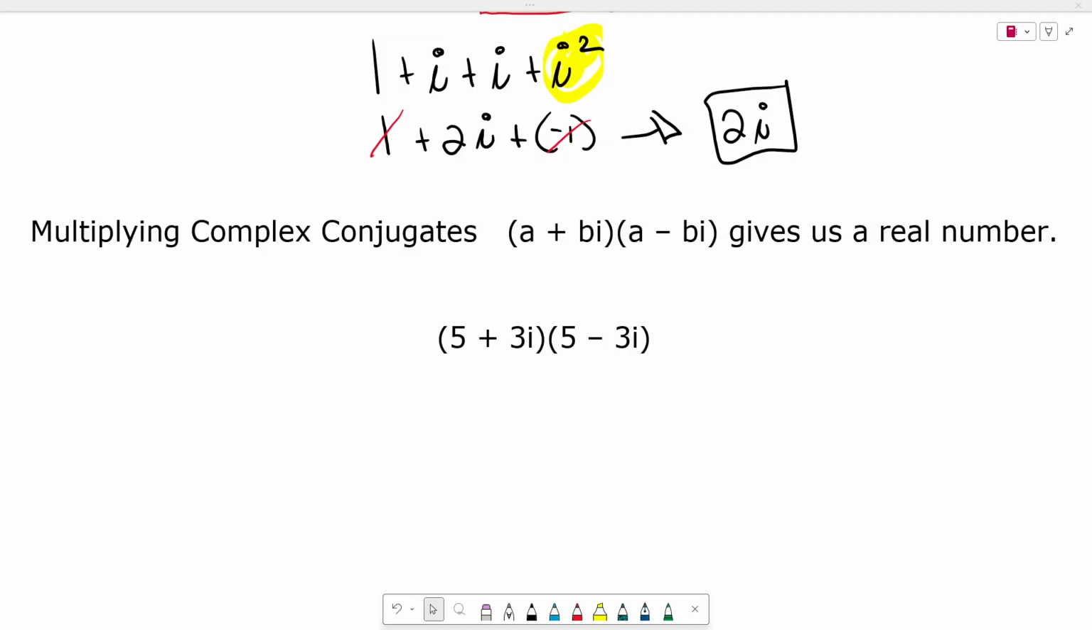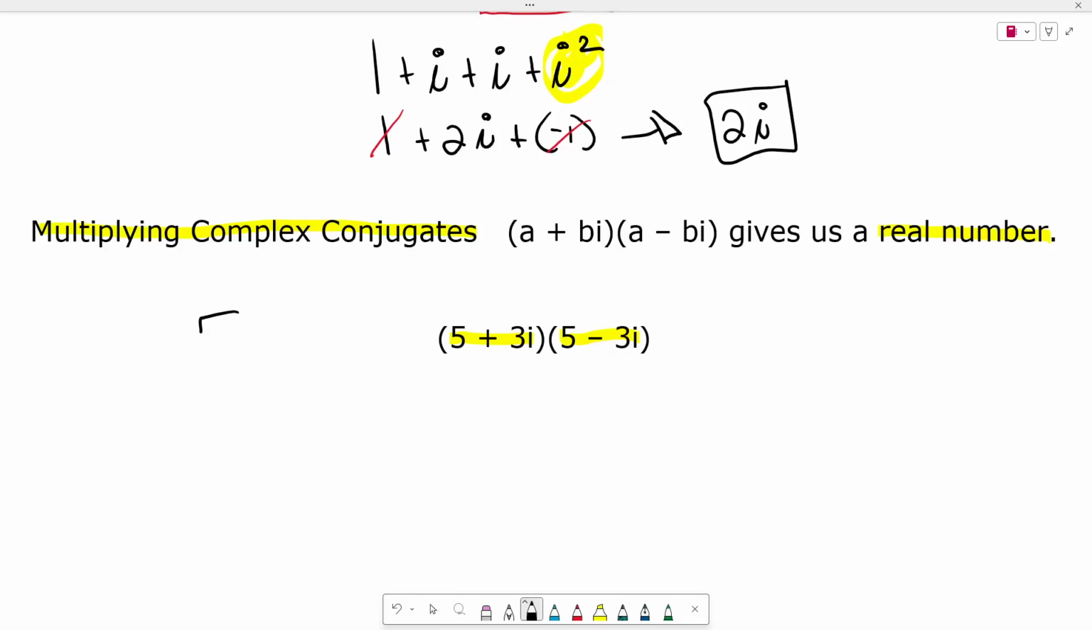So we've been multiplying regular binomials, but we're going to multiply these by what we call the complex conjugates. Now when we multiply with complex conjugates, that's going to give us a real number for our final answer. So looking at this, here I have 5 plus 3i and 5 minus 3i. These are complex conjugates because they're exactly the same, but I got a plus and a minus. The only difference in them.